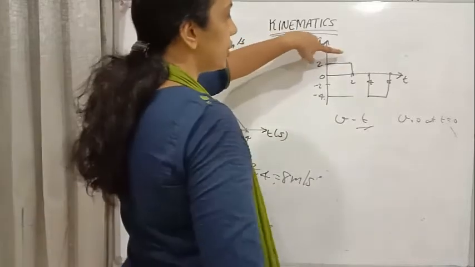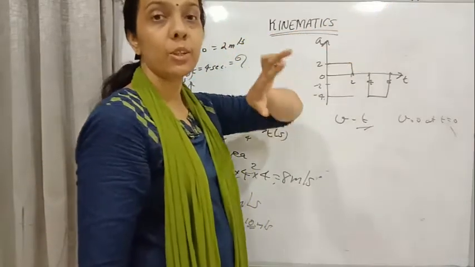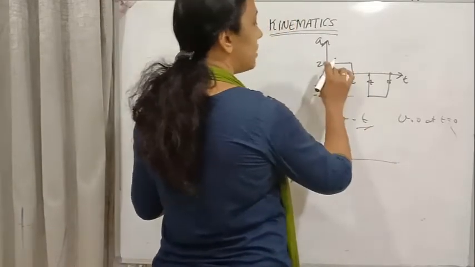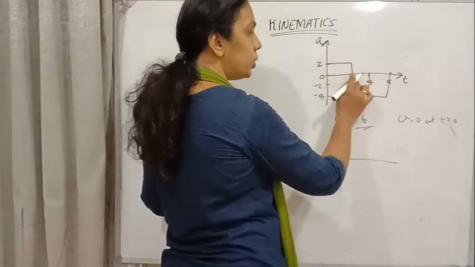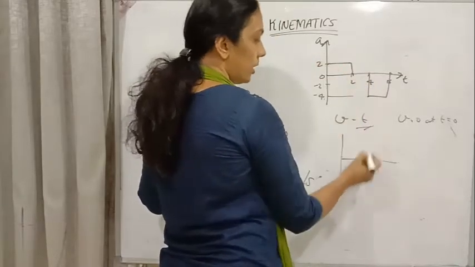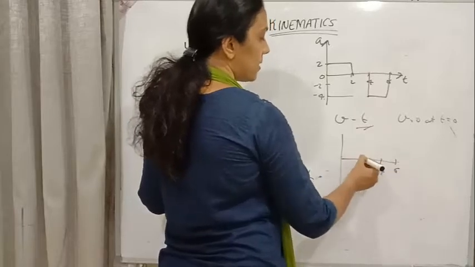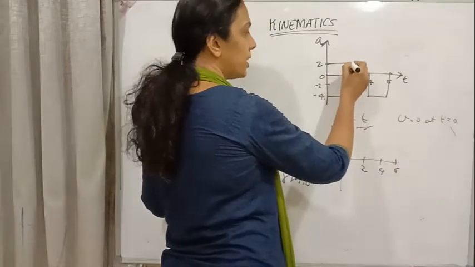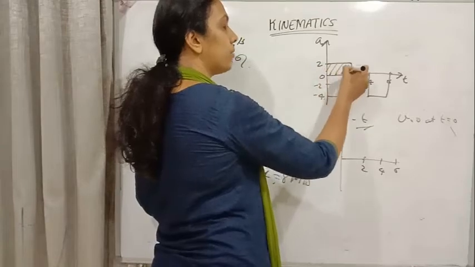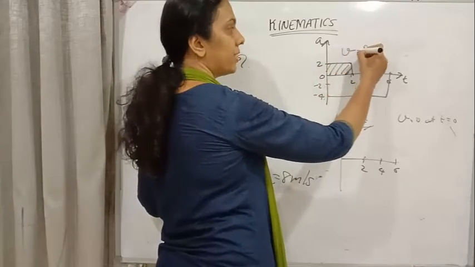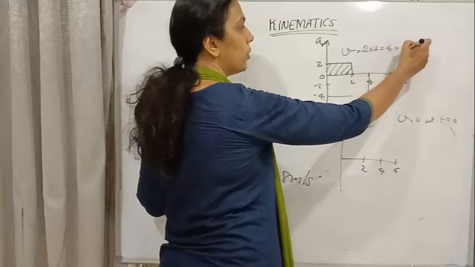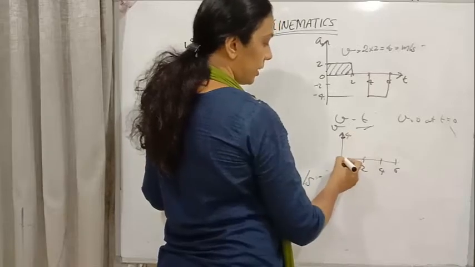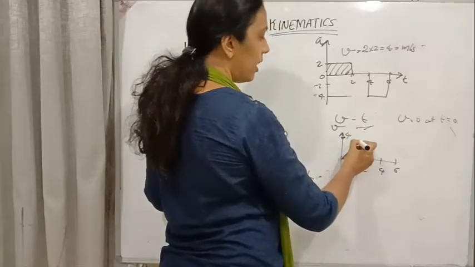Here acceleration is constant with respect to time. That means it is under uniform acceleration. Uniform acceleration means the velocity graph will be a straight line. Till 2 seconds the acceleration remains constant at 2. So here 2, 4, 6. Initially velocity is equal to 0 and then it rises till 2 seconds. From the acceleration time graph, how can we find the velocity? Velocity equals area under the graph. Therefore 2 into 2, that is equal to 4 meter per second. So here velocity is 4 meter per second at 2 seconds.